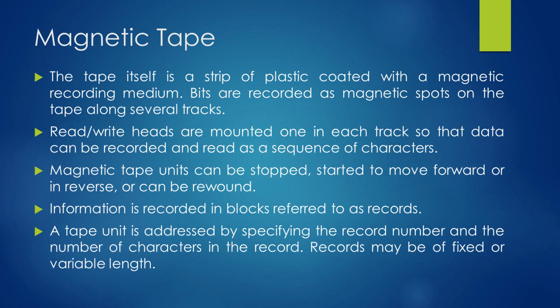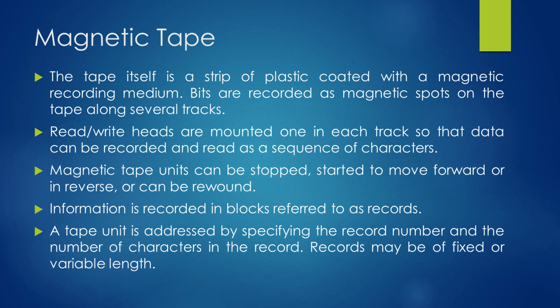Now just remember, if you guys have used cassettes, when we were playing a song, we could directly jump on to a particular song, or what we could do is forward, reverse and stop it. Now, every song had a starting and an ending time in it. The information was being recorded in blocks referred to as records. A tape unit is addressed by specifying the record number and the number of characters in the record. The record may be fixed or variable length.